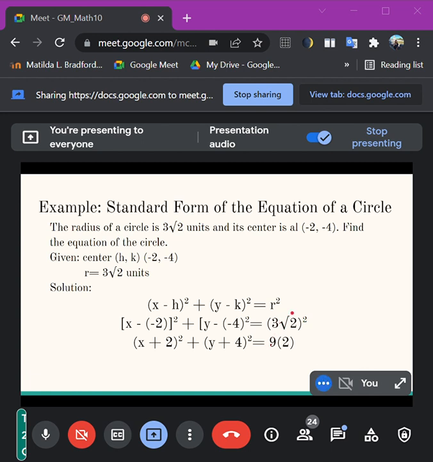that is 9. And then for this one, the square root and the squared can cancel. So that is 9 times 2 na lang. This is radicals, class. So you have there 3 square root of 2 squared. The 3 squared is 9. And then this one, the square root and its exponent 2 cancel, so 2 is what remains. And then you simplify it. So you will have your answer as quantity x plus 2 squared plus quantity y plus 4 squared is equal to 18. And that is for our second example.